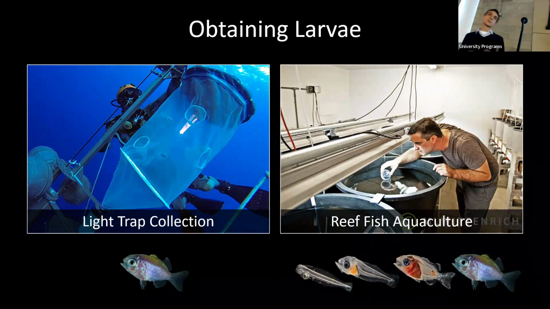But aquaculture provides an approach to work with larvae throughout the entire larval phase, from hatching through to settlement. And we've gone from being able to raise just a few species of coral reef fishes to over 300 different species in about the past 10 years. So these advances in aquaculture have really opened up a unique approach to being able to study larval behavior and larval development throughout the entire larval phase.